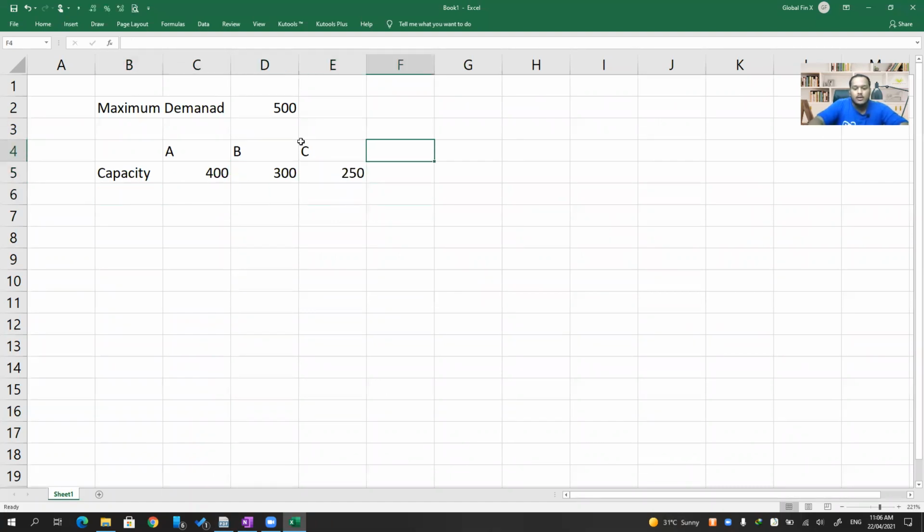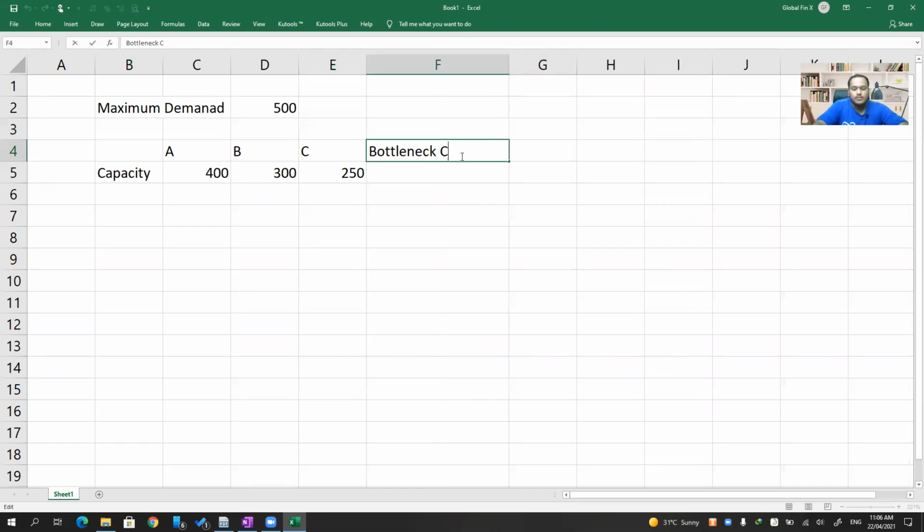So here the bottleneck I can observe is resource C. I can produce a maximum of 250 units only. I can even go with the minimum of these three values. If I'm not interested in doing it manually, I can use the Excel formula minimum of C5 to E5, whichever is the lowest.